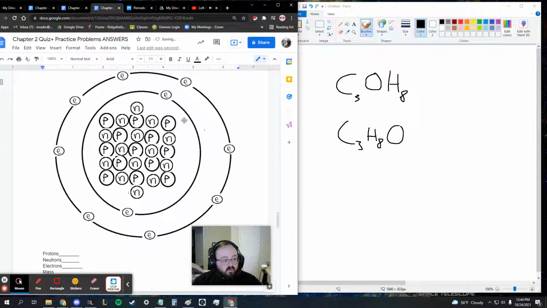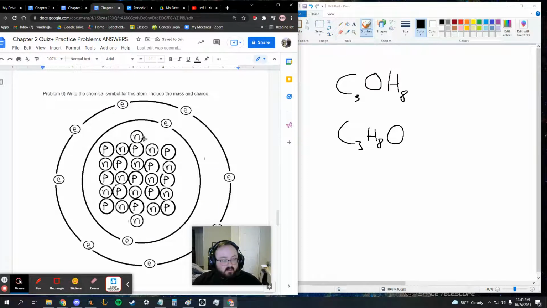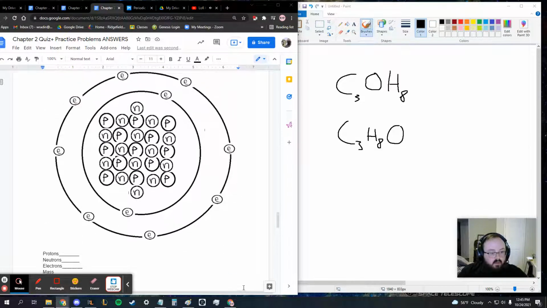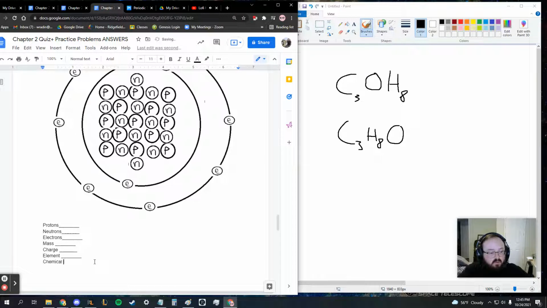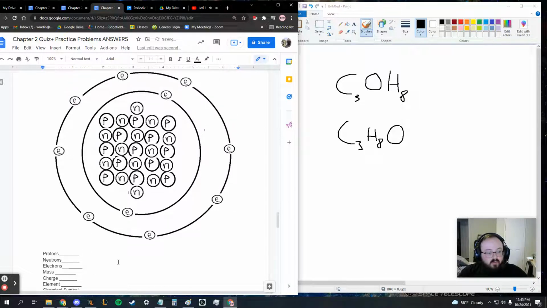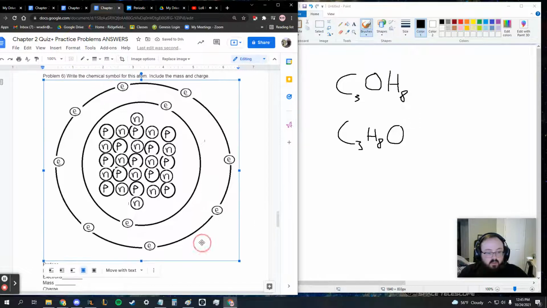Okay. Write the chemical symbol for this atom. Include the mass and the charge. All right. So I'm going to move this out of the way. So this is a counting game. You should be able to count some of this stuff. This information here is meant to help you. Chemical symbol, that's what our end goal is.